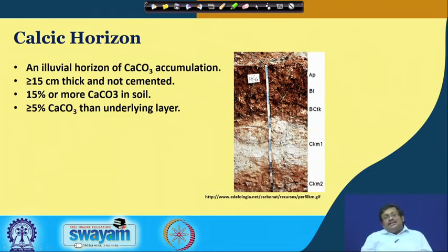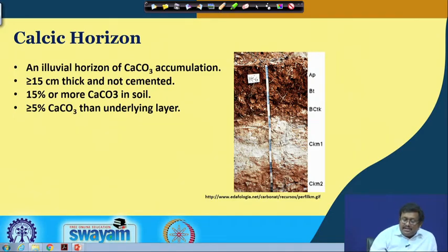The next is calcic horizon. Calcic horizon basically shows alluviation of calcium carbonate, as the name suggests. It is more than 15 centimeter in thickness and it is cemented, and it contains 15% or more calcium carbonate, and it contains 5% or more calcium carbonate than that of underlying layer. As you can see, in this soil profile, this layer is the calcic horizon and it is white in color, and this is a very important subsurface horizon.